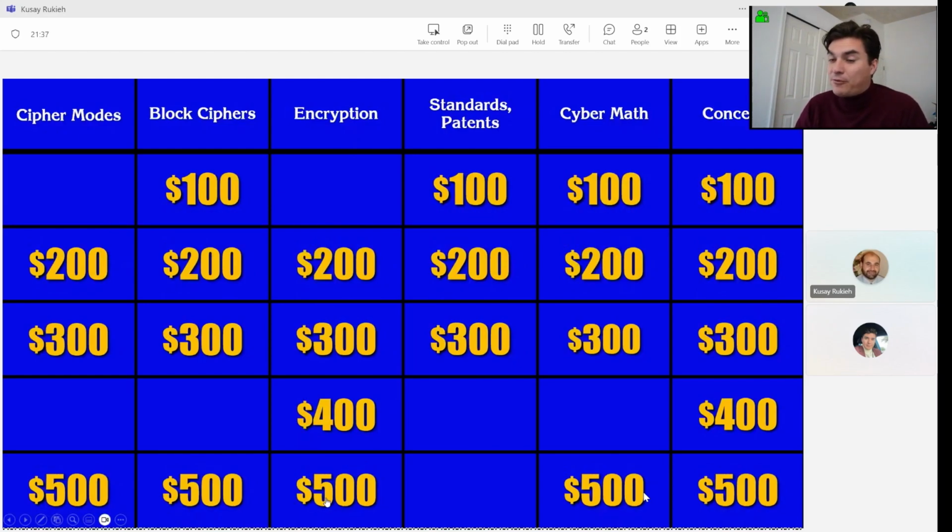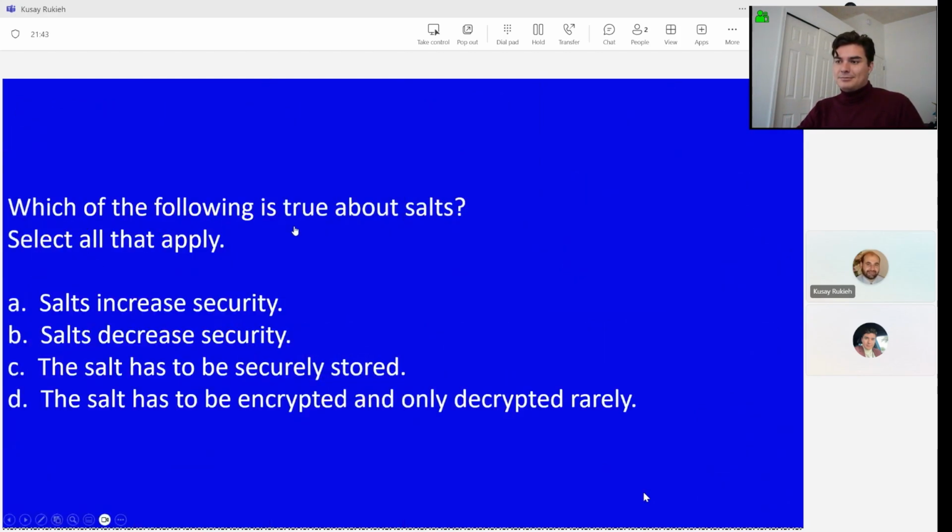Let me go with concepts for $100. The easy one. Which of the following is true about salt? Salts. I want to say they increase security. It adds random values to the password, which then gets hashed, so that is increasing security. It also creates randomness. So A is the first choice. A and C. That's correct.